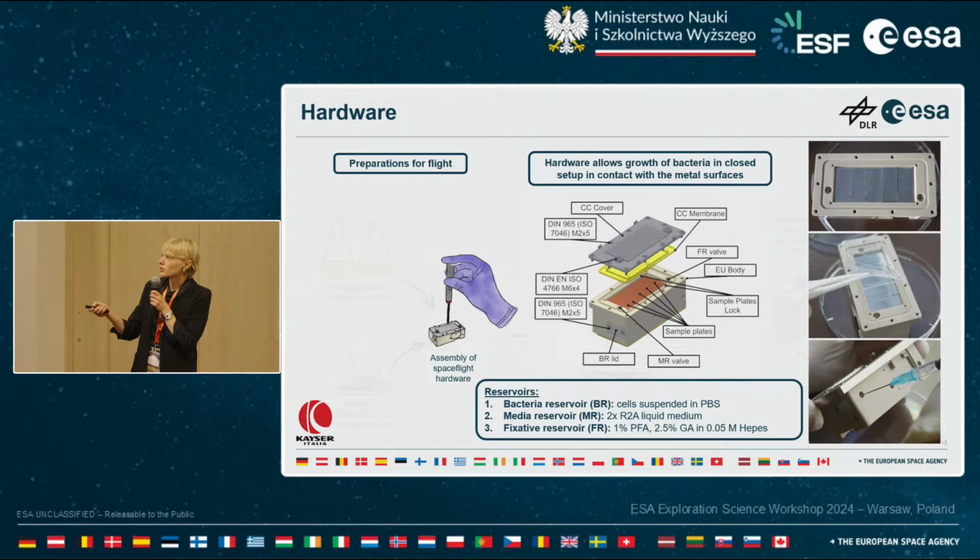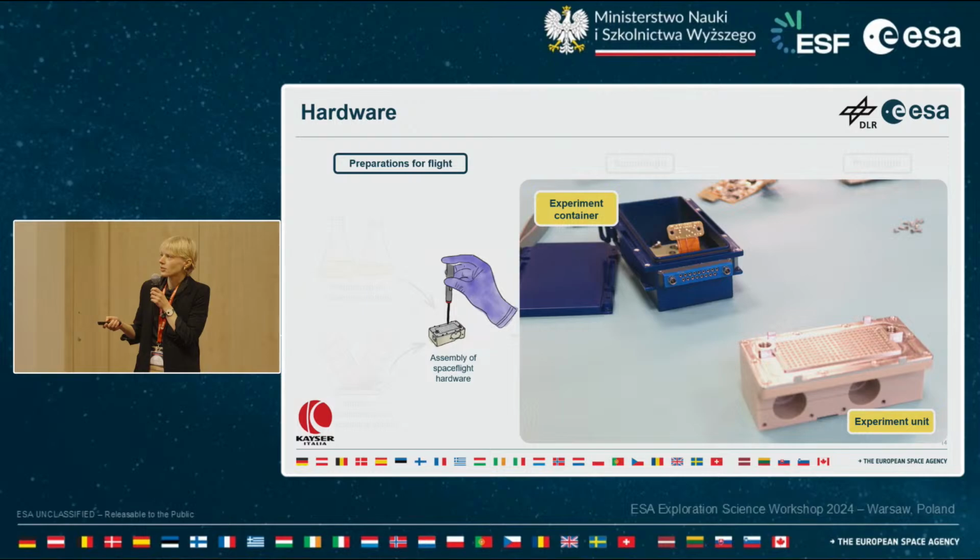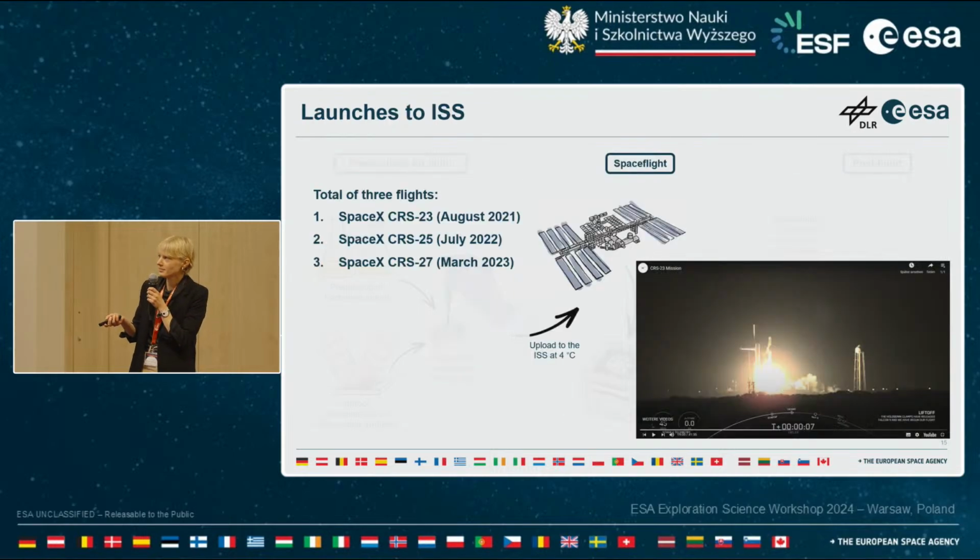So here you see some images from how the hardware is assembled. So we filled the reservoirs, trying to avoid air bubbles. And then the experiment unit was integrated into the experiment containers that allowed automated activation and termination of the experiment. Then on board the station.